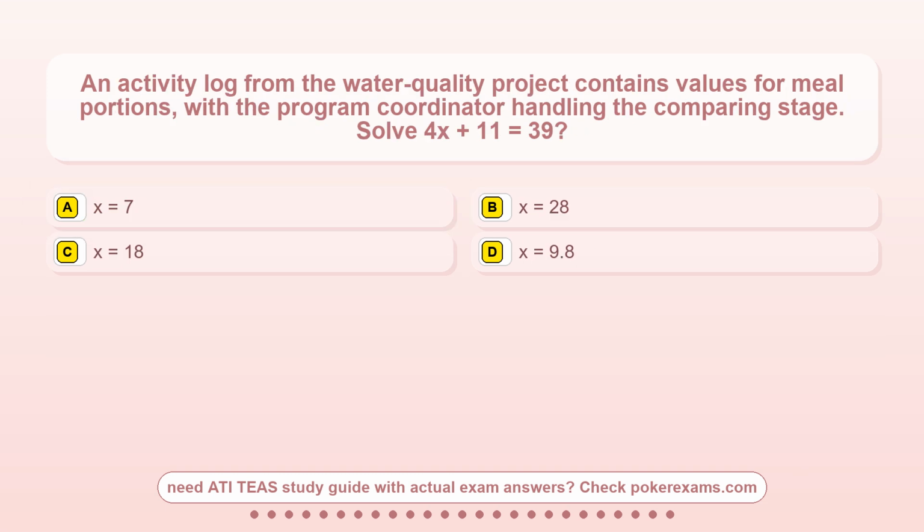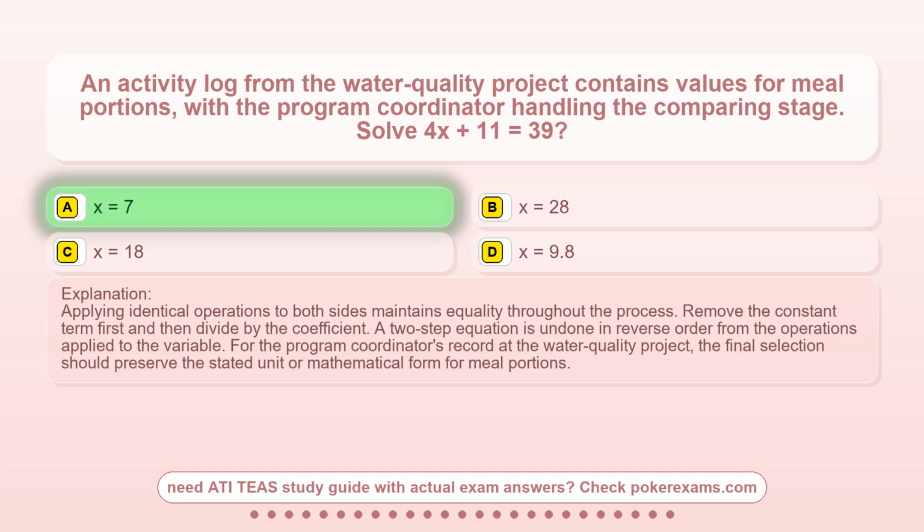Question 21. An activity log from the water-quality project contains values for meal portions, with the program coordinator handling the comparing stage. Solve 4x plus 11 equals 39. Option A, x equals 7. Option B, x equals 28. Option C, x equals 18. Option D, x equals 9.8. The correct answer is option A, x equals 7.